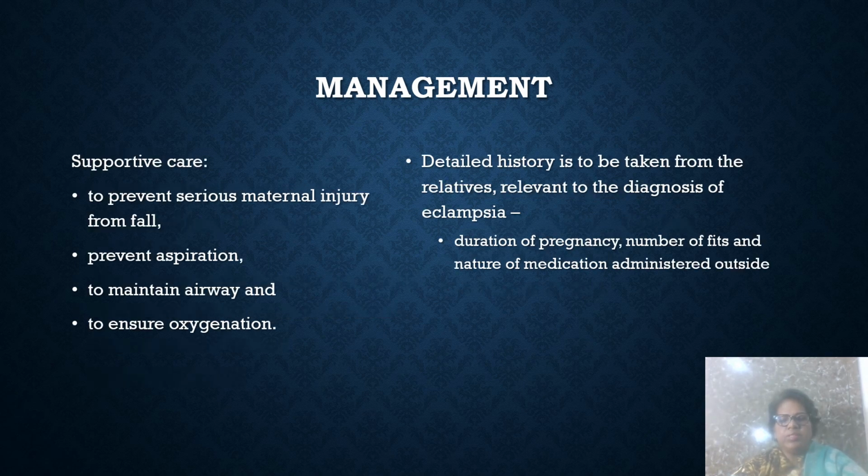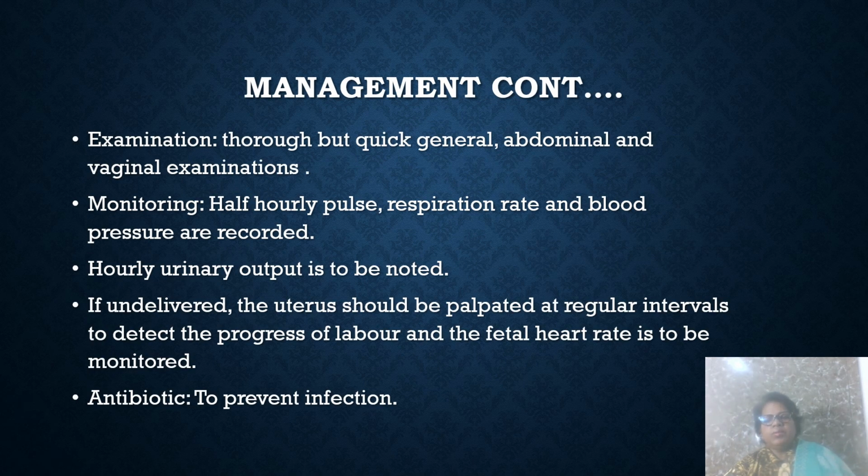Supportive care includes preventing serious maternal injury from fall, preventing aspiration, maintaining airway and ensuring oxygenation. Detailed history is to be taken from the relatives relevant to the diagnosis of eclampsia, then duration of pregnancy, number of fits and nature of medication administered outside. We will continue with the management. Examination of the mother: thorough but quick general, abdominal and vaginal examination should be done. Monitoring: half-hourly pulse, respiratory rate and blood pressure are recorded. Then hourly urine output is to be noted. If undelivered, uterus should be palpated at regular intervals to detect the progress of labor, and the fetal heart rate is to be monitored. Antibiotics should be given to prevent infection.